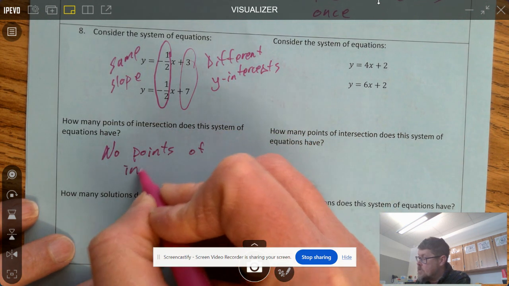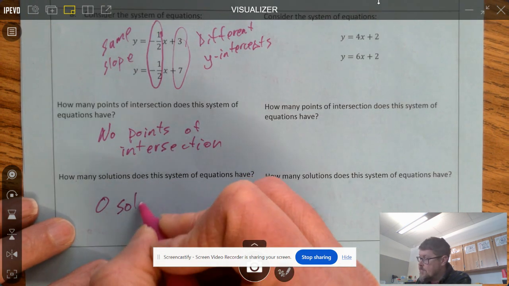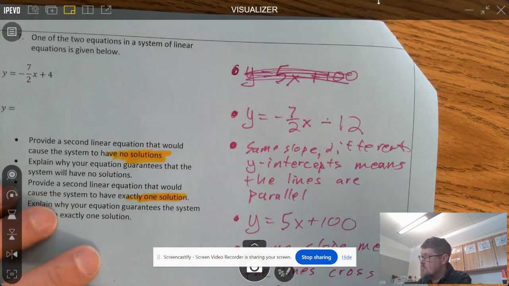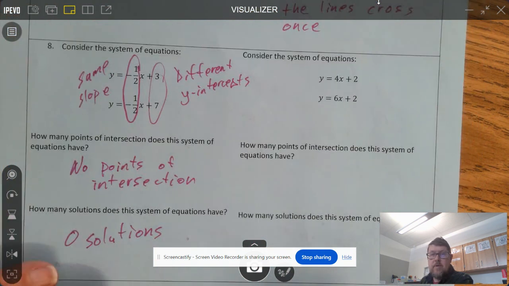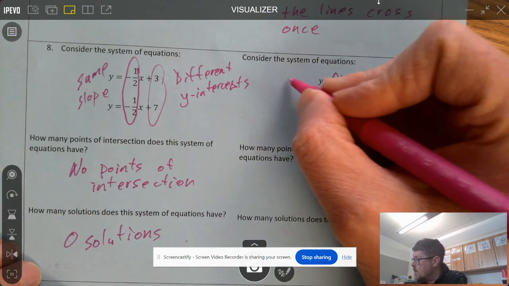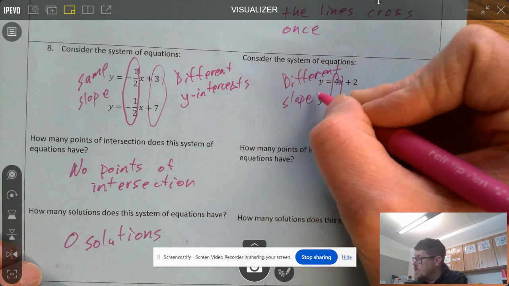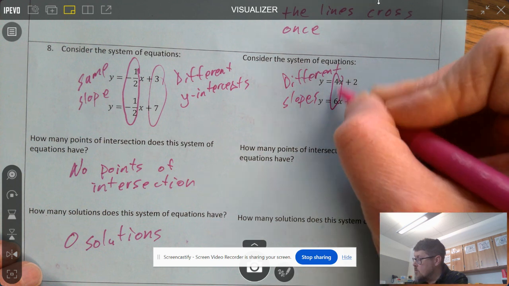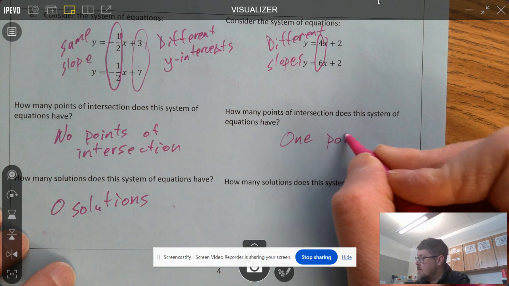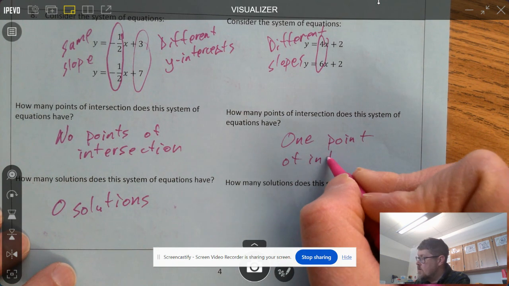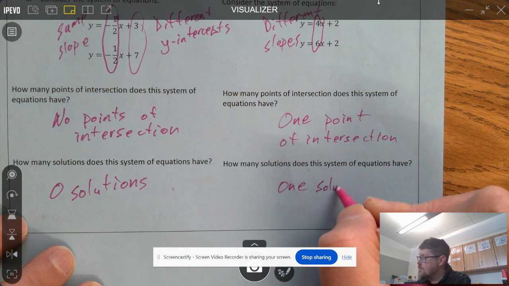And then a different way to say that is the next part. How many solutions does it have? It has 0 solutions. Okay. And this is the exact same thing we talked about right here. When we move on to the second one, we see that we have different slopes. Okay. Doesn't matter what these numbers are. The y-intercepts can be the same, but if the slopes are different, how many points of intersection does it have? They intersect once. Okay, so the lines will cross once. So 1 point of intersection. How many solutions? It would be 1 solution right there. Okay.